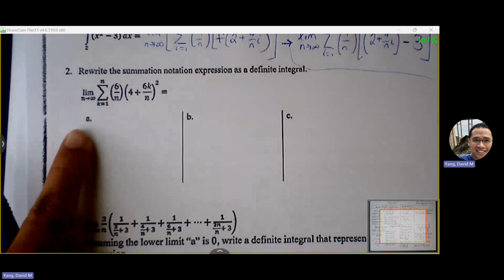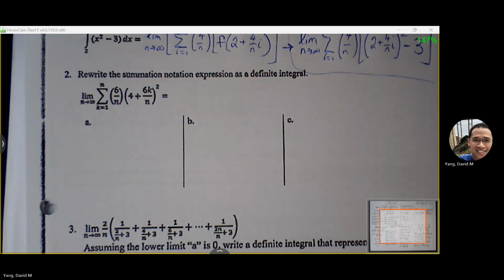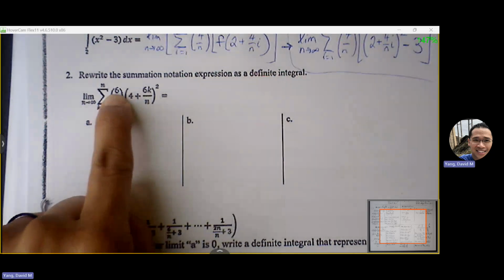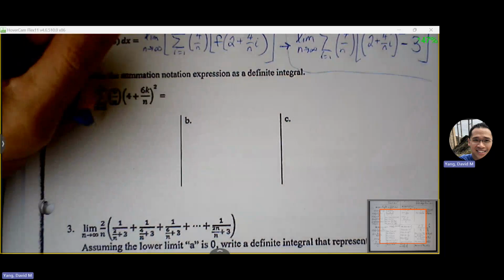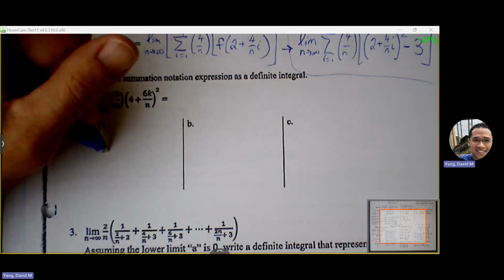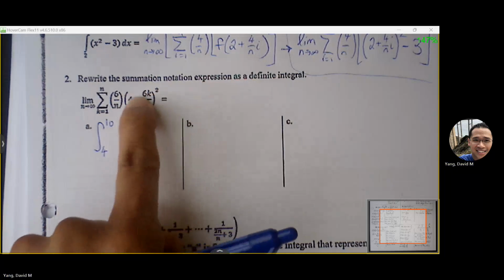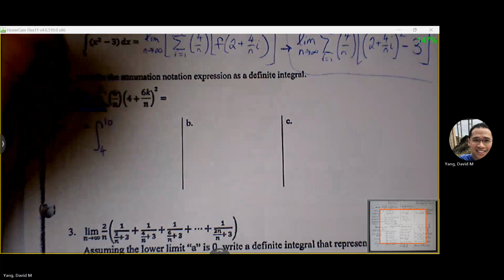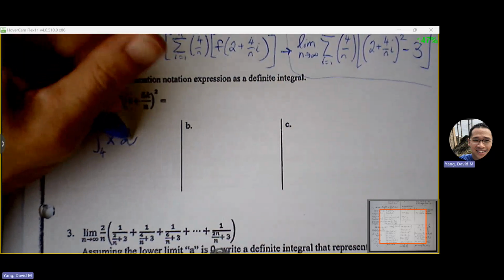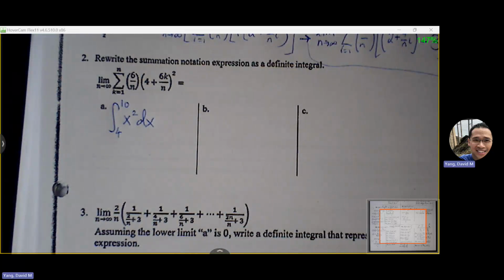So let's try it for this one here. So here, if my width is 6 and I'm starting at 4, what could be my bound for this problem? From 4 to 10, yeah. And this whole thing is just my x, right? So this is one way to represent it. There are other ways as well, but we can just focus on the easier one for now.